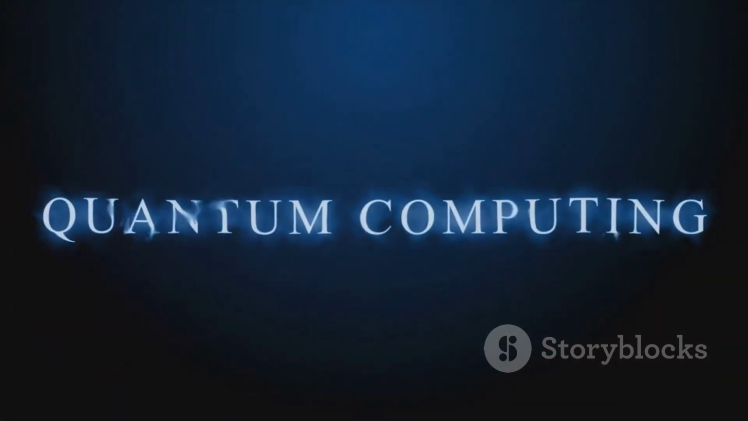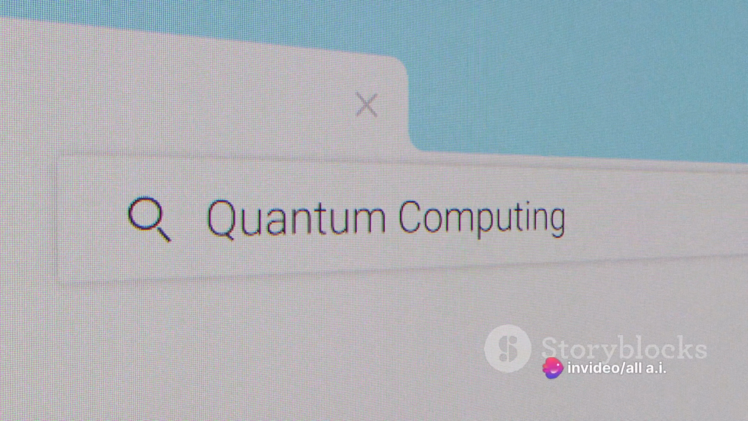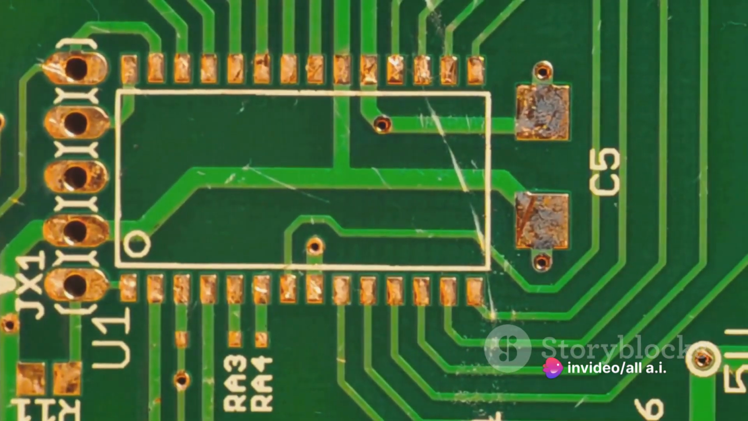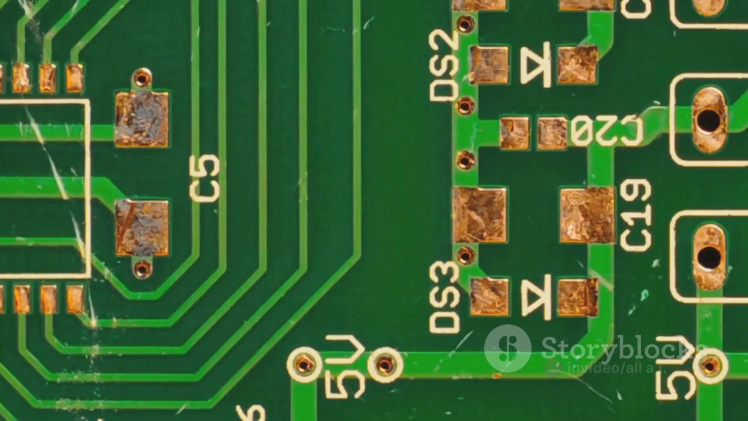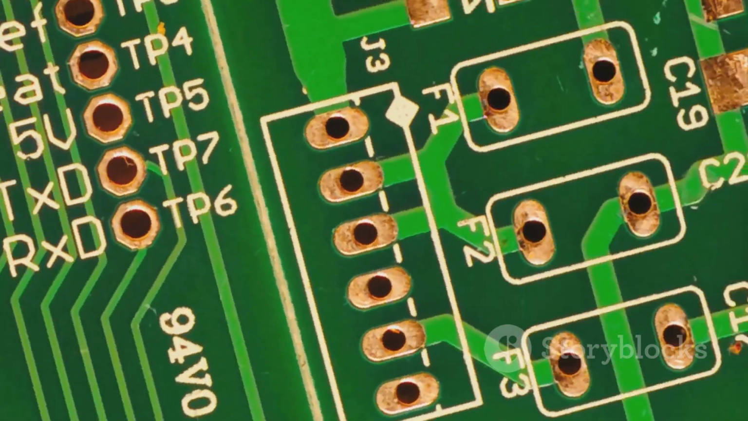But don't worry, there are plenty of resources available, from online tutorials to community forums, to help you navigate this exciting realm. So whether you're looking to solve complex problems, simulate quantum systems, or just curious about the quantum world, learning quantum programming is a fascinating journey that opens up a universe of possibilities.